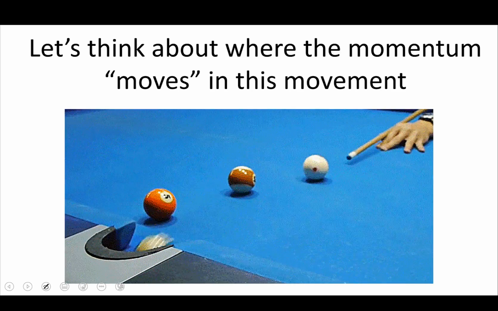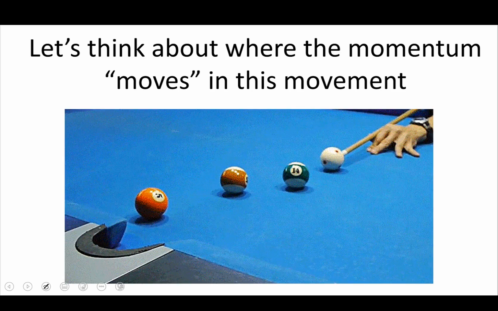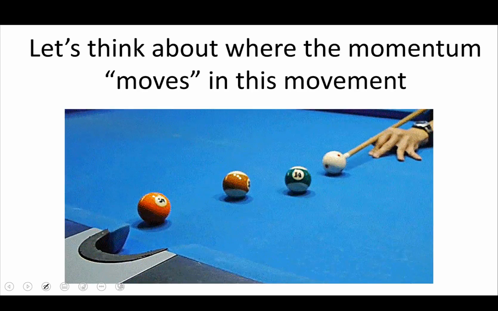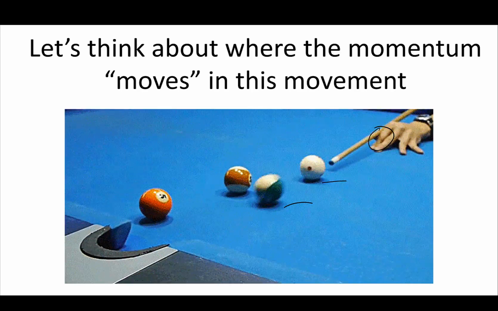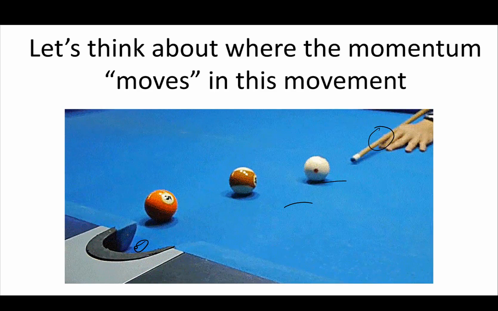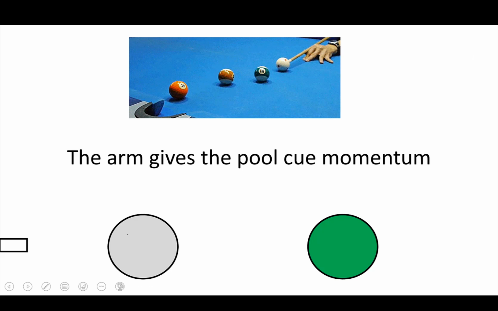around the table. Let's think about where the momentum is moving in this particular movement, where the guy uses a cue to hit this ball, to hit that ball, to go into the pocket. Let's think about what's happening. So first, the arm right here is going to give the pool cue some momentum. So the arm moves the pool cue. And the pool cue has some momentum because it has some forward velocity.